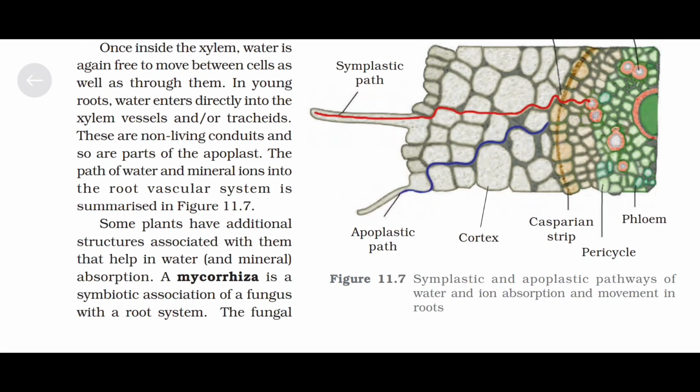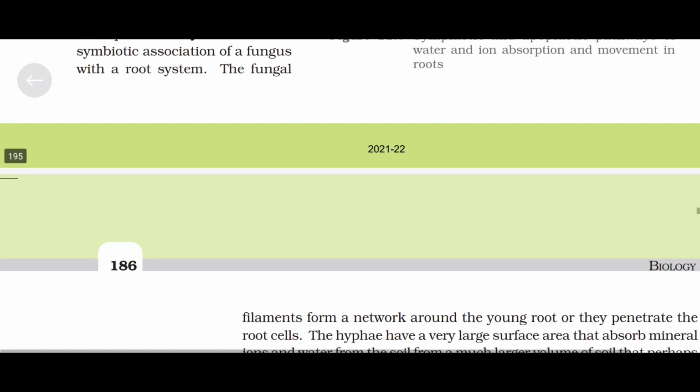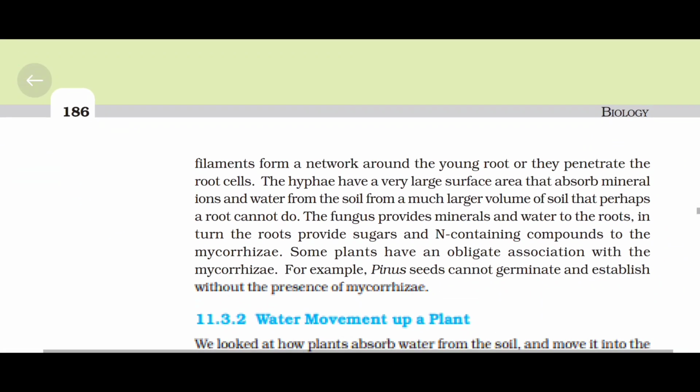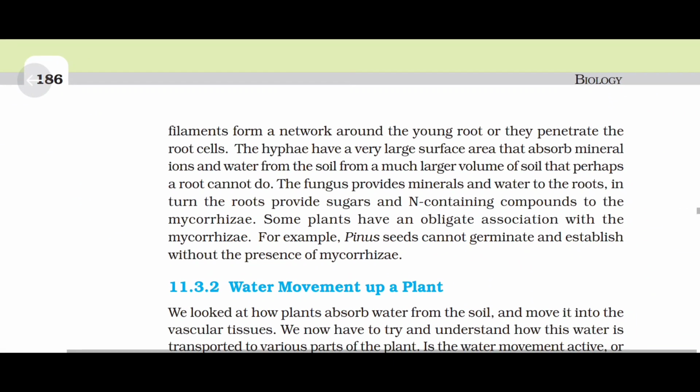Some plants have additional structures associated with them that help in water and mineral absorption. A mycorrhiza is a symbiotic association of a fungus with a root system. The fungal filaments form a network around the young root or they penetrate the root cells. The hyphae have a very large surface area that absorb mineral ions and water from the soil from a much larger volume of soil than perhaps a root cannot do.